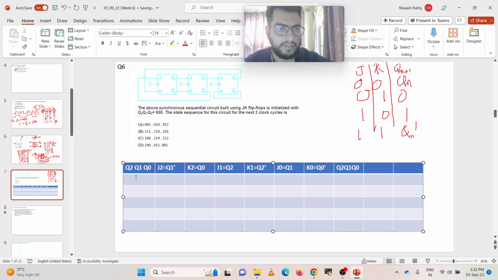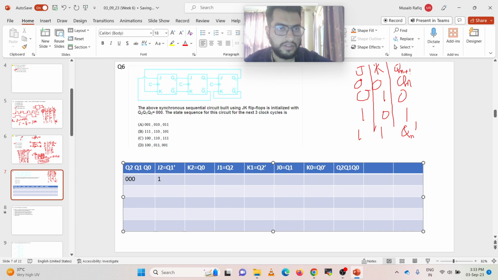Now what we are given is this initial condition. We start from 0, 0, 0. So that means we have Q2 equal to 0, Q1 equal to 0, and Q0 equal to 0, right? So that implies our J2, which is equal to Q1 bar, will be equal to 1.